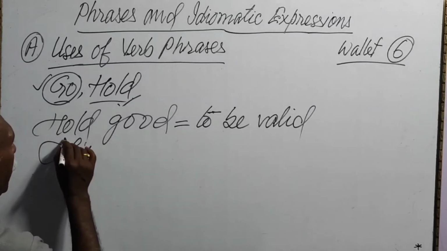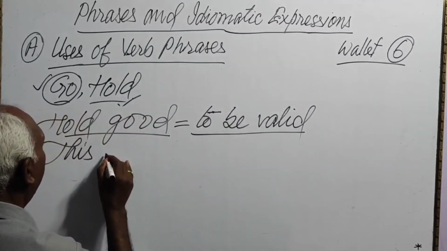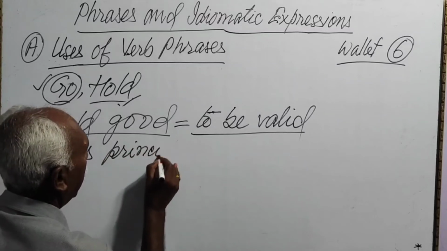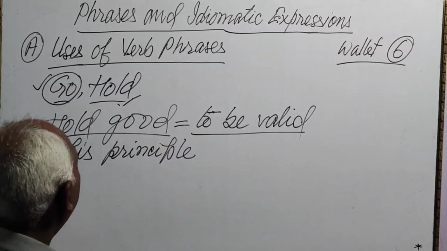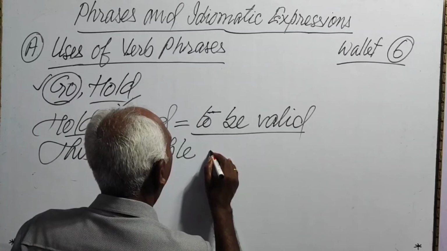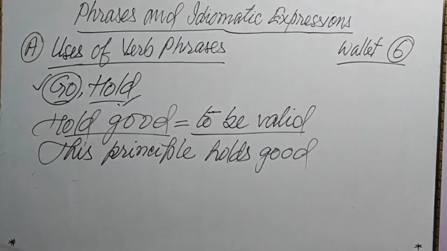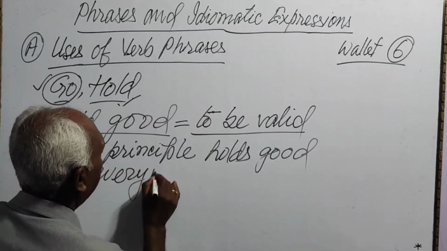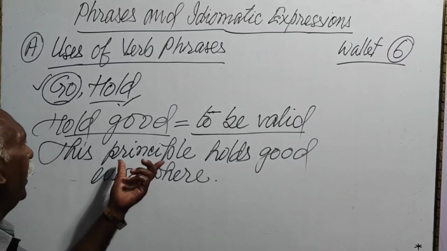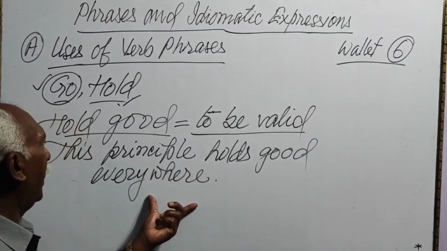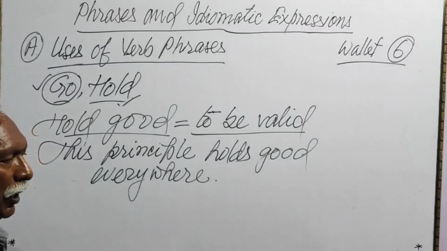Hold good, that means to be valid. सही सिद्ध होना. This principle, यह सिद्धांत, say a scientific principle. This principle holds good everywhere. यह सिद्धांत हर जगह सिद्ध है. जैसे Newton's Third Law of Motion, वो भी एक सिद्धांत है, नियम है. So the principle holds good everywhere. यह सिद्धांत बिल्कुल सर्वसिद्ध है, हर जगह सर्वसिद्ध है.